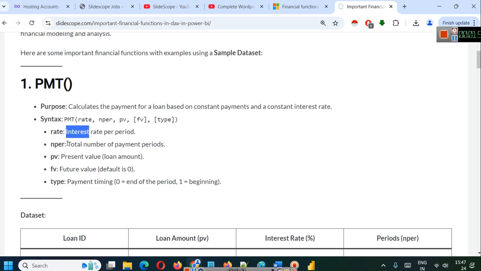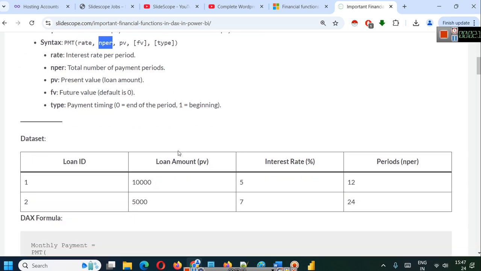NPER stands for the total number of payment periods. PV represents present value, that is the loan amount. FV gives us the future value, or you have to enter the future value. Default is 0. And type is payment timing. 0 means end of the period and 1 means beginning. So at which time you are making the payment.